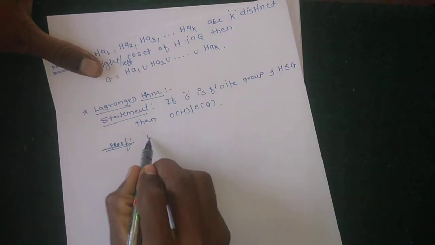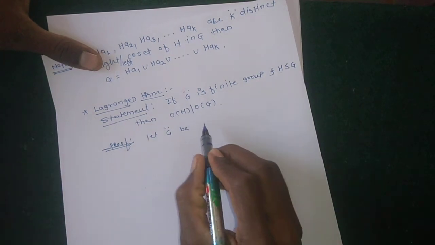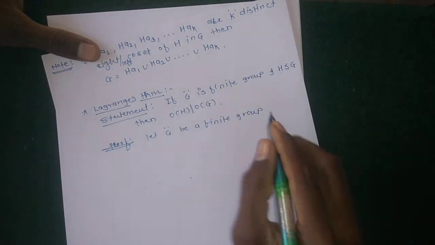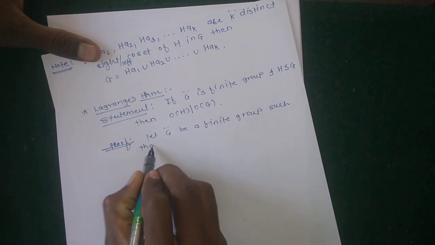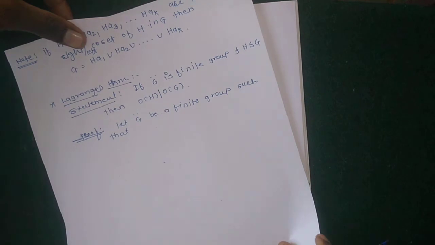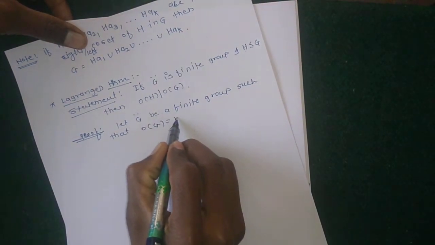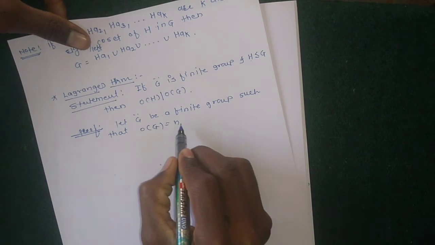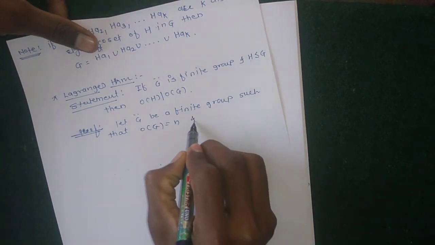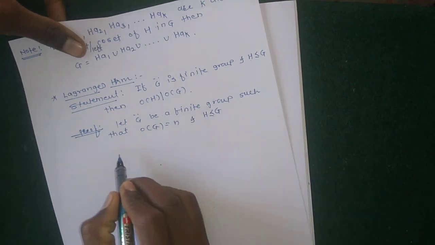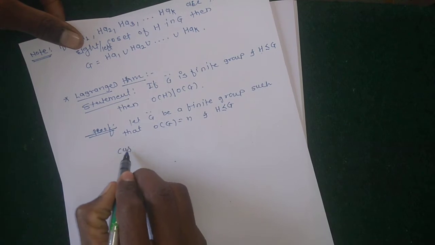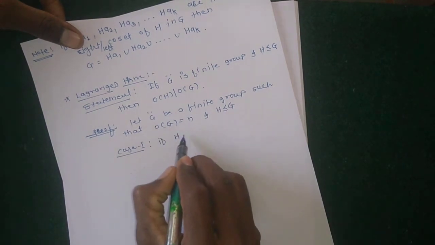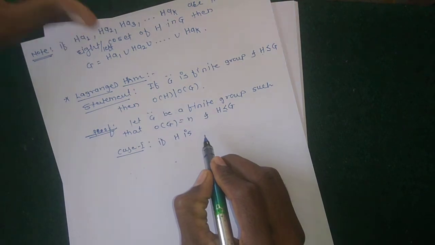So let G be a finite group such that the order of G equals n. Suppose the order of G equals n, a finite number, meaning G contains n elements, and H is a subgroup of G. Case first: if H is an improper subgroup of G.